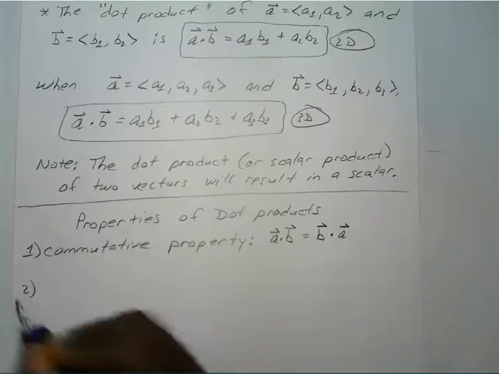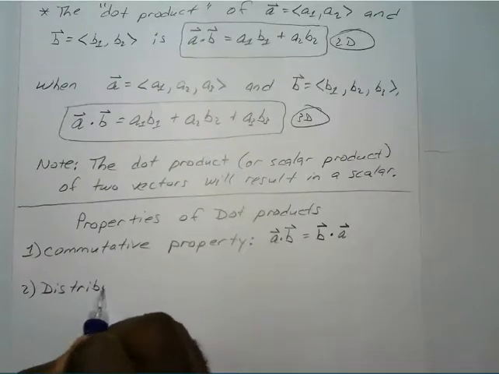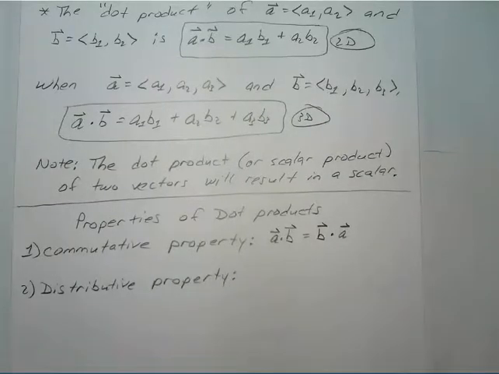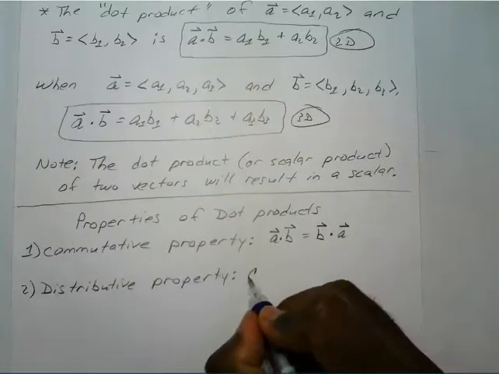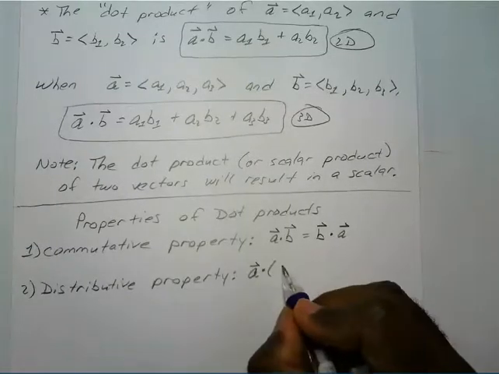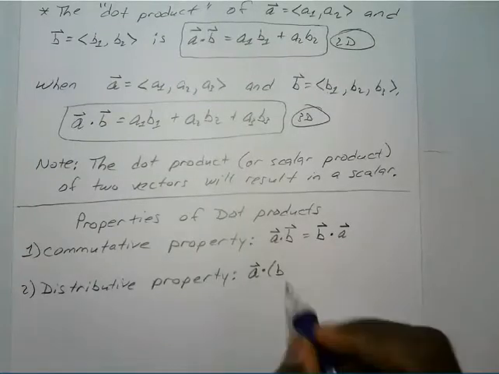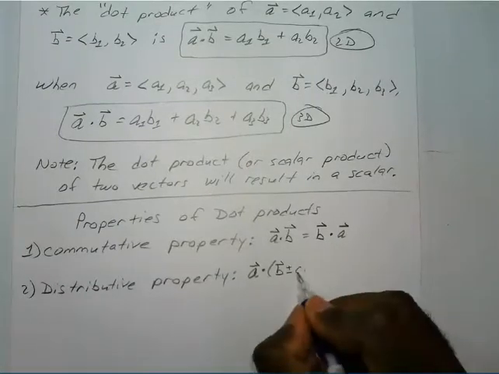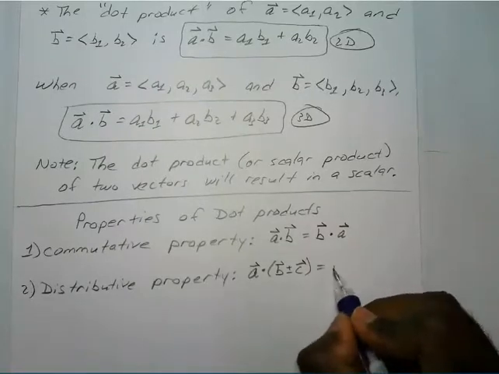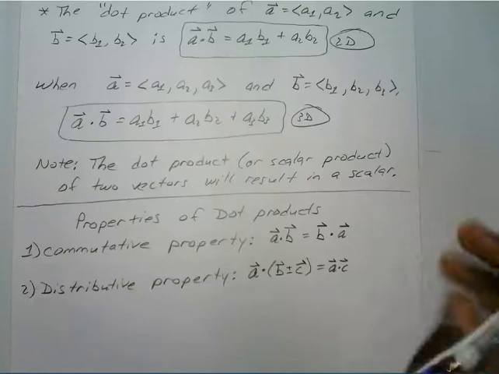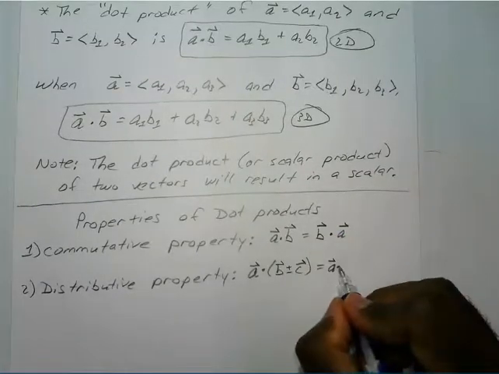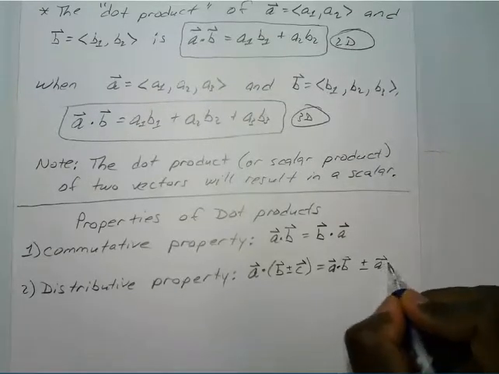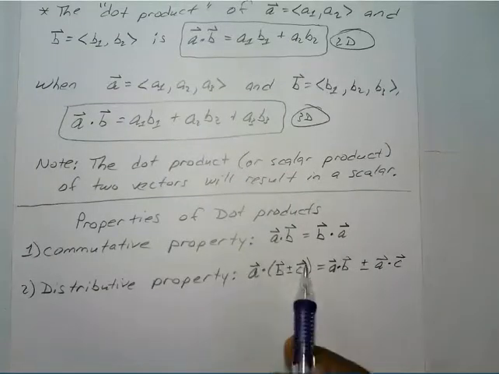Okay, and property number 2 is the distributive property. So if you have the dot product of A with the sum, or the difference, it could be plus or minus, of two other vectors B and C, that is equal to the dot product of A and B, and it's either plus or minus, depending on which one is in there, the dot product of A and C. So it's just the distributive property.